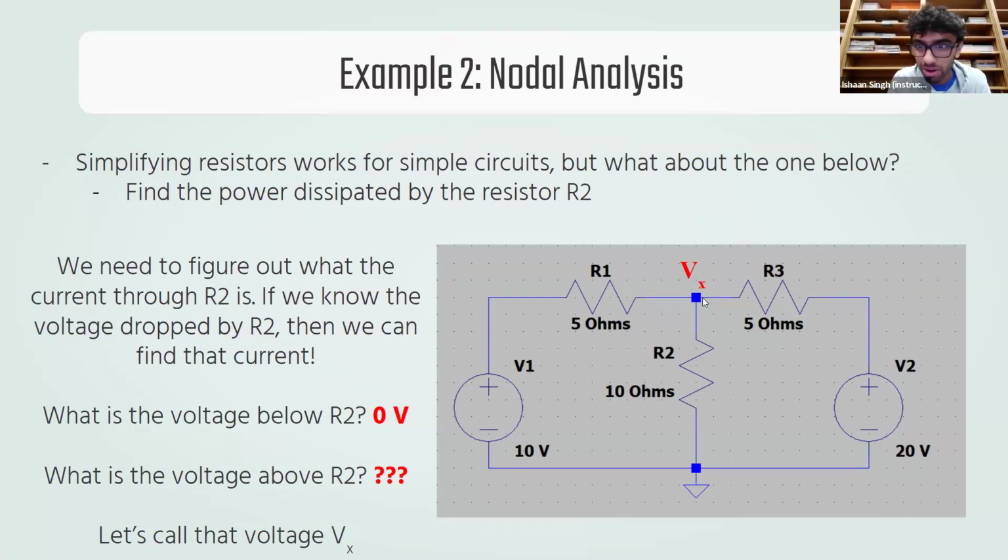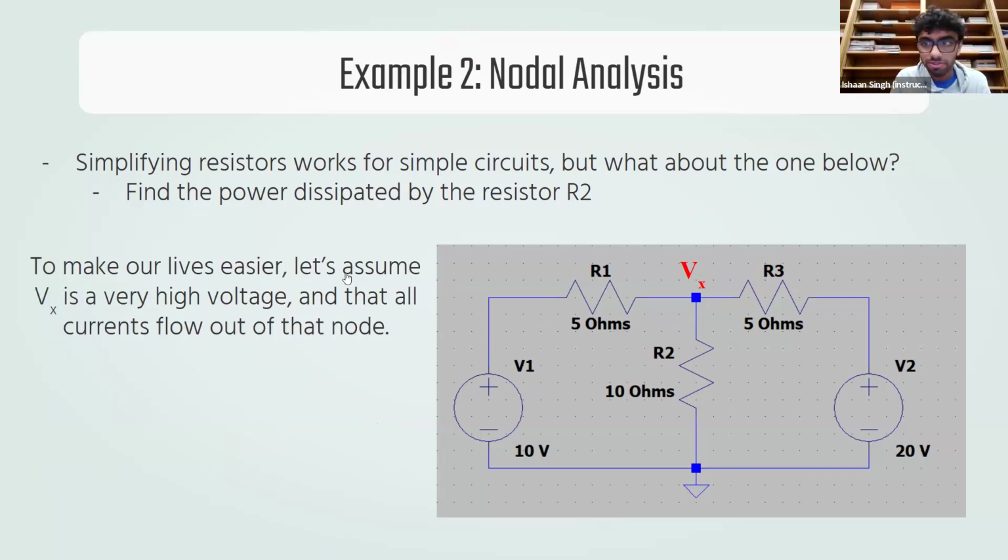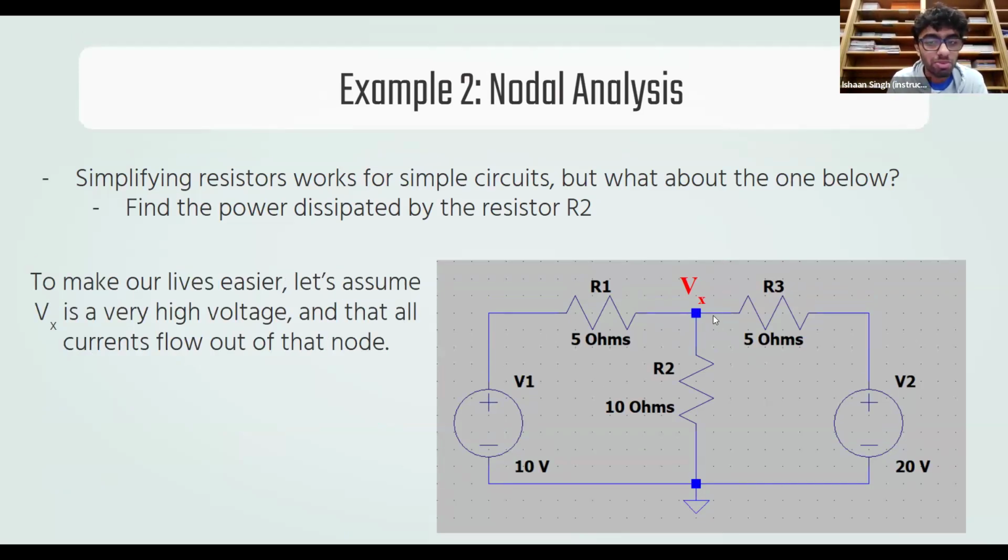Let's call the voltage above R2 Vx. Okay, we're just going to call it a variable. And now our task is to do some algebra and solve for Vx. We do look at it in terms of currents. That's a good thought. So, first, this is kind of an assumption. This technique is called nodal analysis. And when we do nodal analysis, to make sure we don't mess up signs, we assume Vx is very, very high. Okay, we assume it's a high value, such that all current flows away from it.